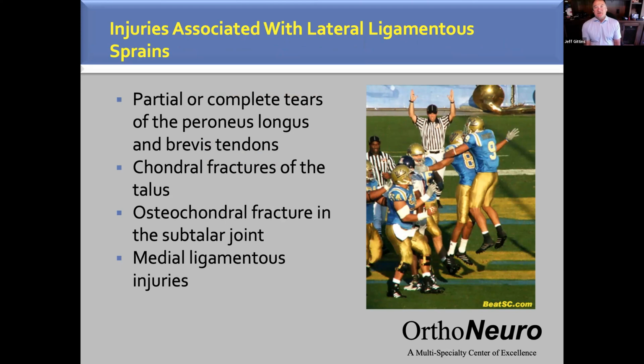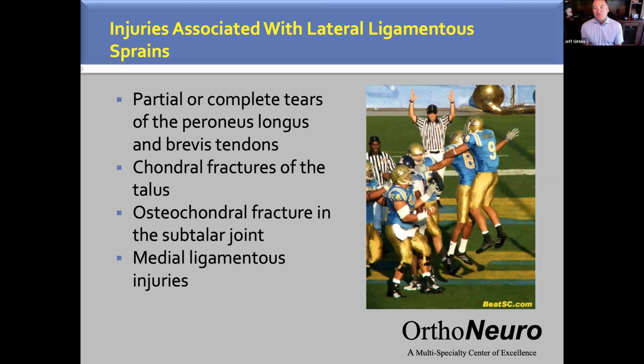There are several injuries that can be associated with lateral ligament ankle sprains, including partial or complete tears of the tendons on the outside part of the ankle. They're called the peroneal longus and peroneal brevis tendons. Sometimes those can be injured, whether acutely, which is rare, but also long-term when they have chronic instability. They're recruiting the tendons over time, and the tendons will wear out. They're not designed to give ankle stability over time.